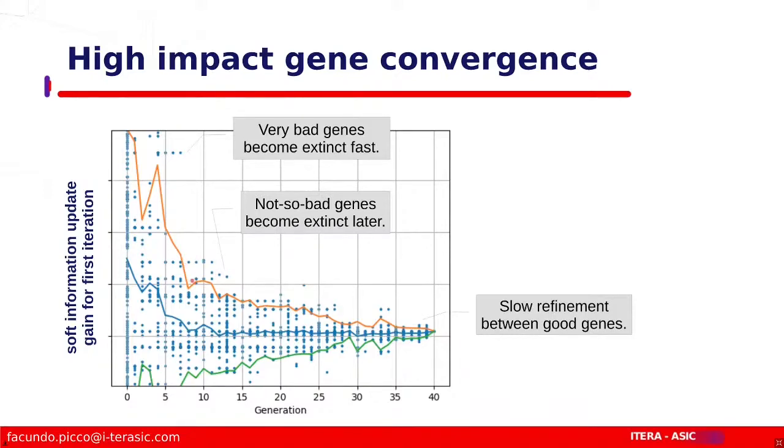Then a bit later on, some not so bad genes become extinct later. And this slowly converges to a very narrow band. And this is the optimum value, or very close to the optimum value, somewhere in that small region.